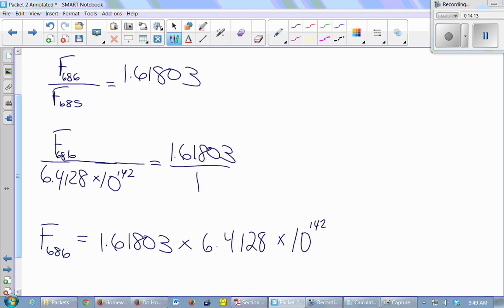All right, so then I just replaced. Now I'm just making a substitution, right? I took this F685, and they told me what that was, so I just replaced it with its value. So then now I have an equation with an unknown in it. The unknown is F sub 686, which is a little odd. Often the unknown is usually X or N, but I'm calling the unknown F sub 686.